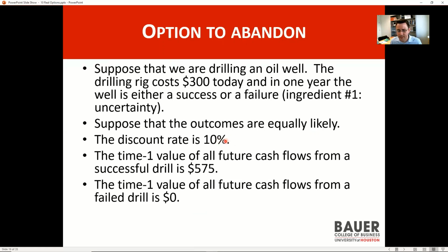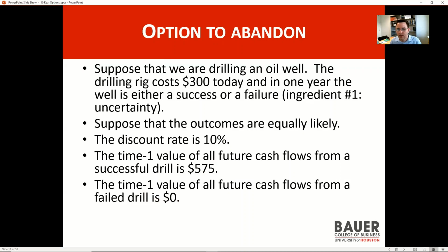We have a discount rate of 10%. If things are successful, then the time one value of everything going forward is 575. So we're just collapsing everything into one number. That 575 is the success. Okay. If things are a failure, then at time one, all those cash flows are worth nothing. Okay, everything going forward is worth nothing.